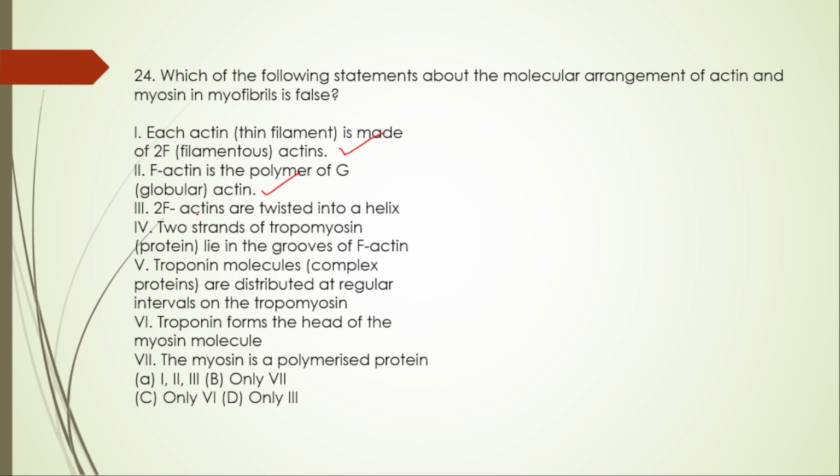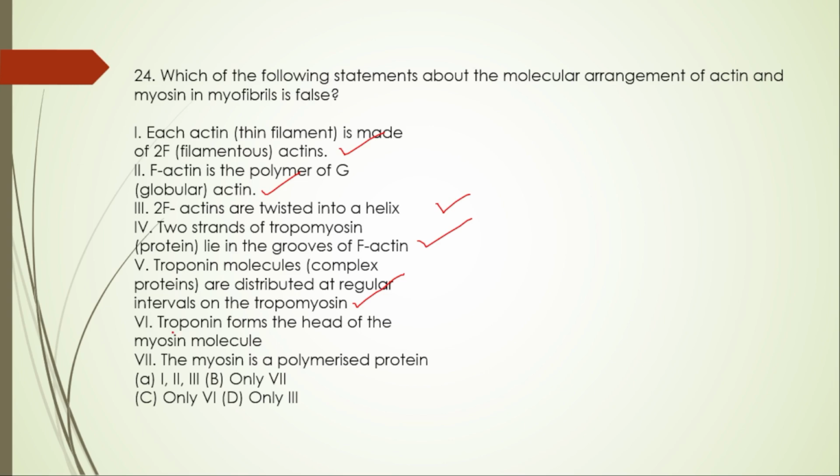Two F actins are twisted into a helix. Yes, this one is also true. Whereas the fourth one, two strands of tropomyosin lie in the grooves of the F actin. Yes, this one is also right. Fifth one, troponin molecules are distributed at regular intervals on the tropomyosin. This one is also true.